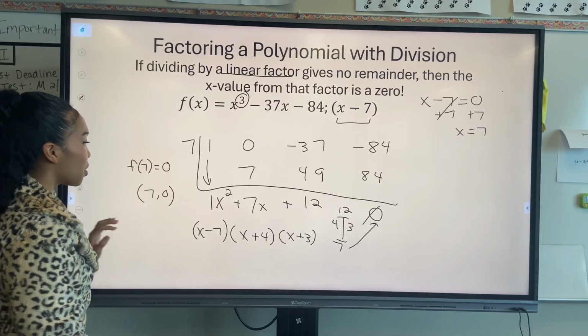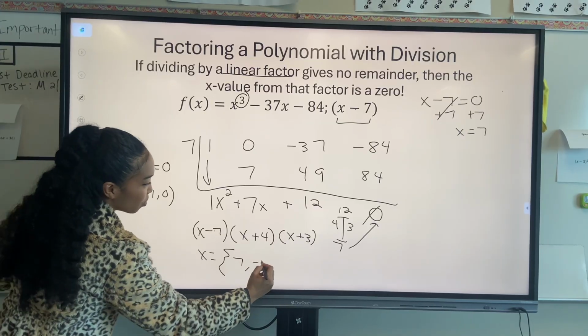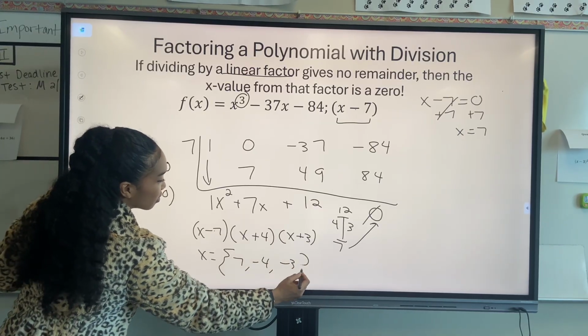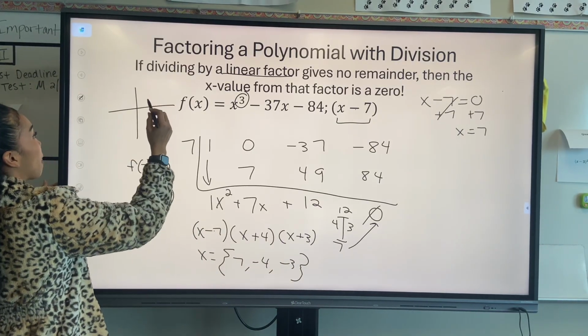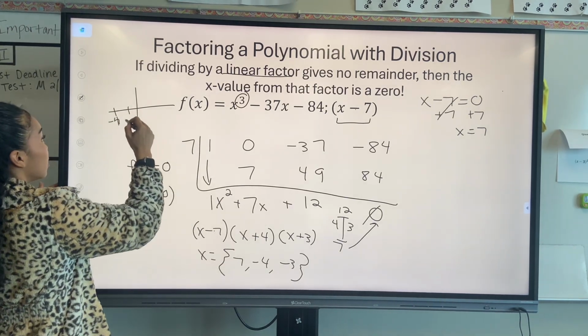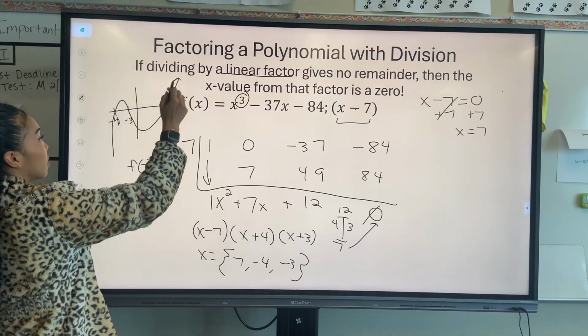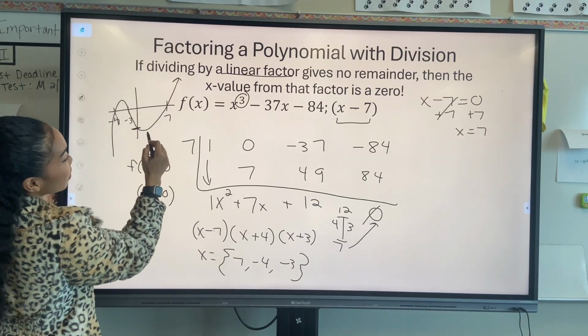Okay, so your zeros are 7, negative 4, and negative 3. So if you graph it, here's negative 4, negative 3, and 7. And your y-intercept is at negative 84.